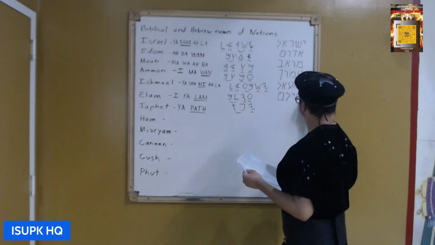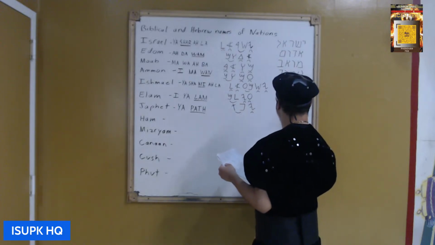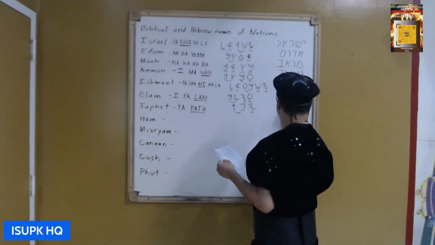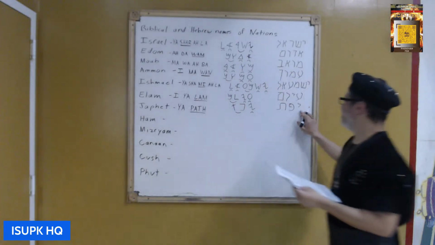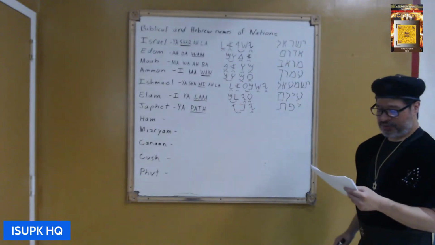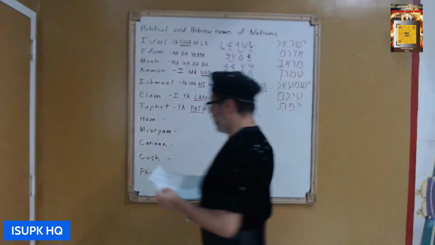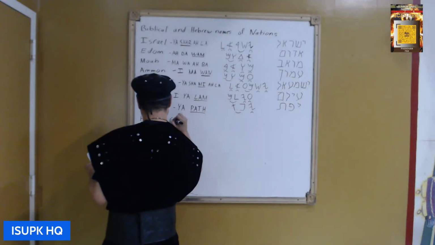And in the modern, the Ya, Pa, and the Tha. Yapath. Next we have Ham, which is come.